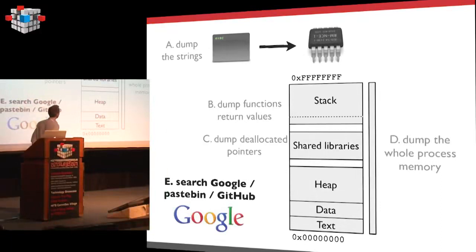So yet another way to find the keys is to Google for the keys. You just type consumer key, consumer secret, and it turns out that many application developers upload their keys on GitHub or Pastebin, so it's very easy to find.